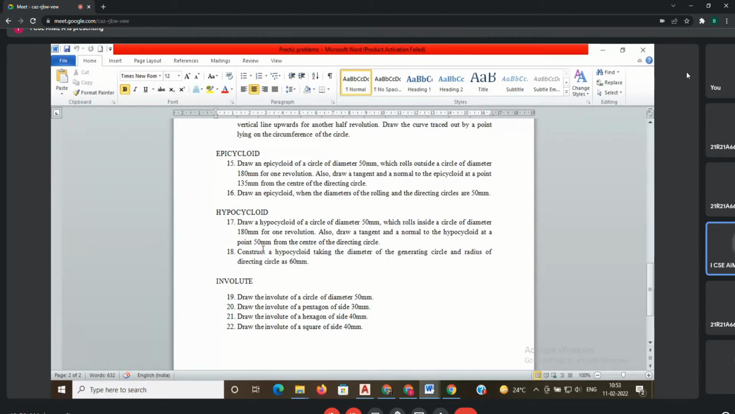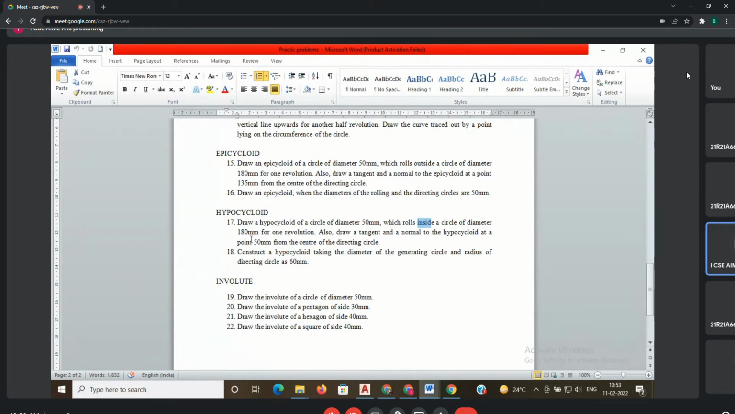Here, see question number 17. Draw a hypocycloid. Sometimes this sentence won't be there; the word hypocycloid will not be there. Draw a curve of a circle of diameter 50 mm, which rolls inside. You have to observe these two terminologies, inside and outside. Now, inside a circle of diameter 180 mm.